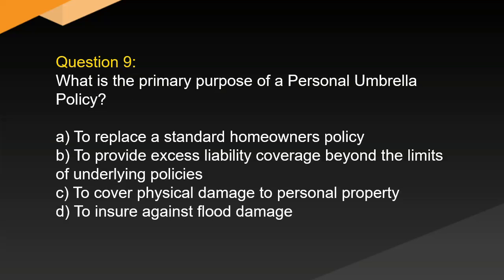Question 9. What is the primary purpose of a personal umbrella policy? A. To replace a standard homeowner's policy. B. To provide excess liability coverage beyond the limits of underlying policies. C. To cover physical damage to personal property. D. To insure against flood damage.